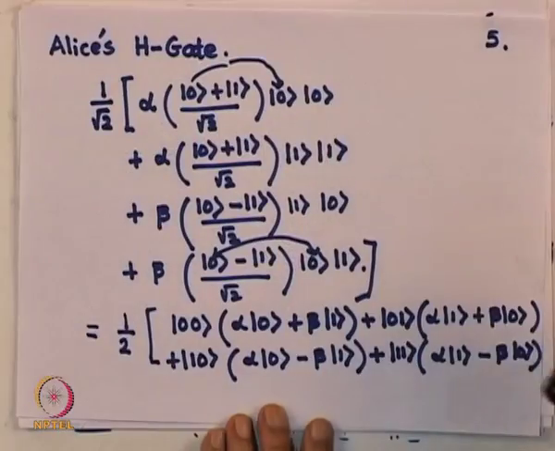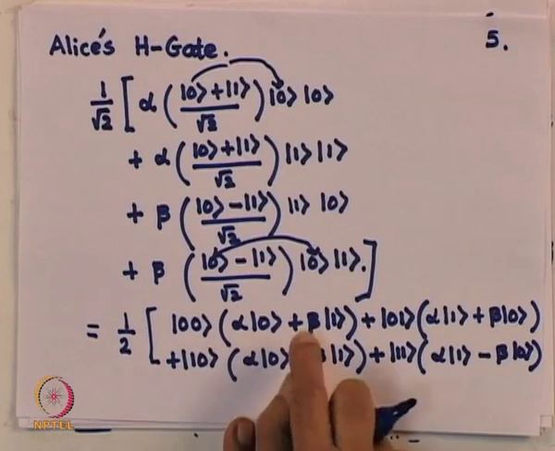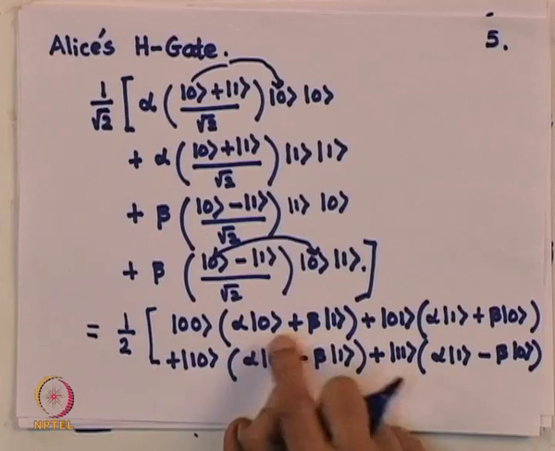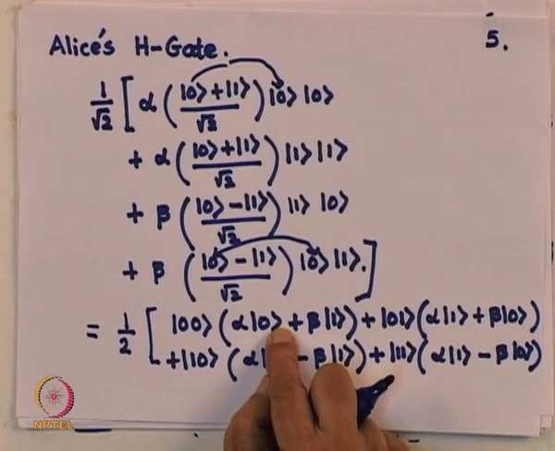So now let us look at what we can do. Come back here again. Supposing Alice tells Bob that she got 0, 0. Now notice Bob doesn't have to do anything. He already has alpha 0 plus beta 1, which is the state psi.